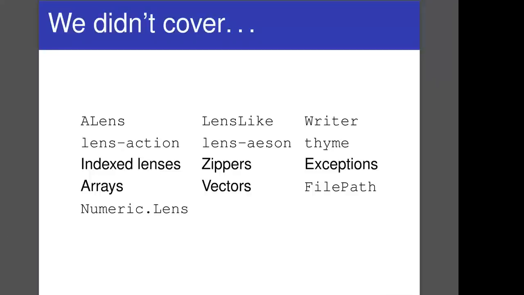There's exception lenses, stuff for dealing with arrays and vectors, things for dealing with file paths, and also a whole bunch of functions for dealing with different numeric stuff, like converting to different radices, going from hex to octal, doing different math operations, that kind of thing.